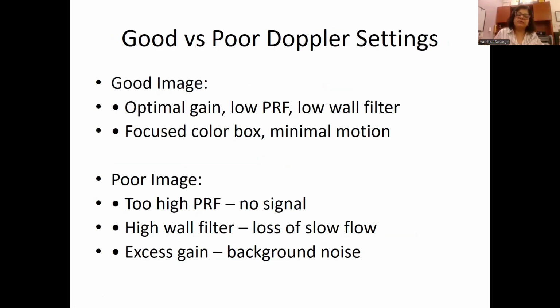So when do we call it a good versus poor Doppler setting? A good image has optimal gain, low PRF, low wall filter, a focused color box, and minimal motion of the structure or the hand. And a poor image has too high a PRF and no signal, a high wall filter, which leads to loss of slow flow, and excessive gain, which causes a lot of background noise.